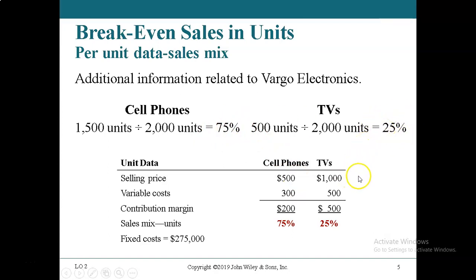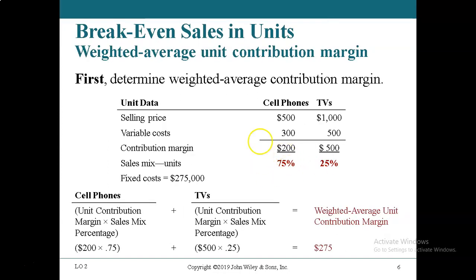Now take a look at this example here. Here you have selling price and variable cost and unit contribution margin. So it looks like cell phones have a totally different cost structure from TVs. So this is a problem, because if somebody says, what is the break even? To figure out break even, I gave you a formula sheet, but here we have two SPs, two selling prices, two contribution margins. So what do we do? Well, you have to combine everything and create what we call a weighted average.